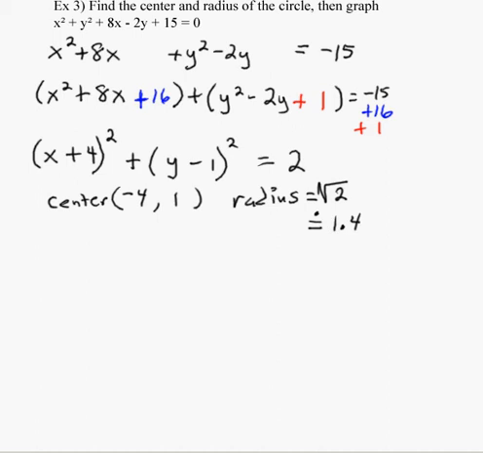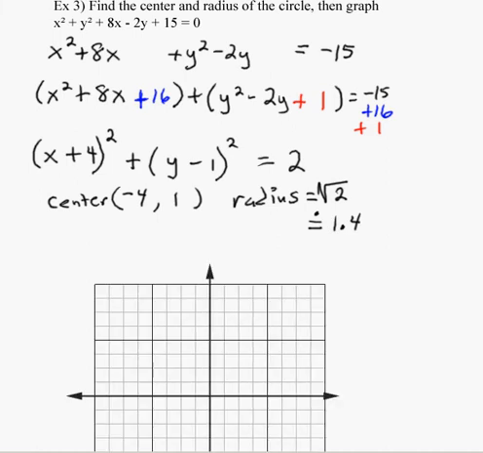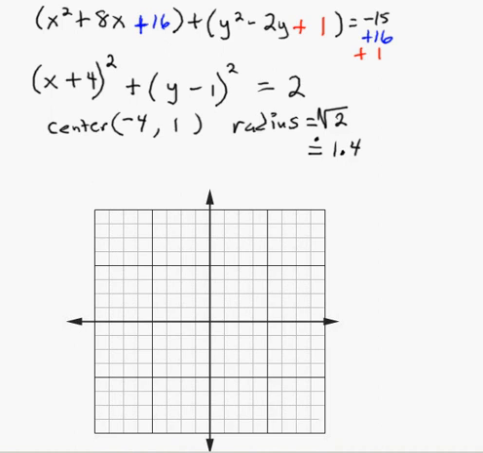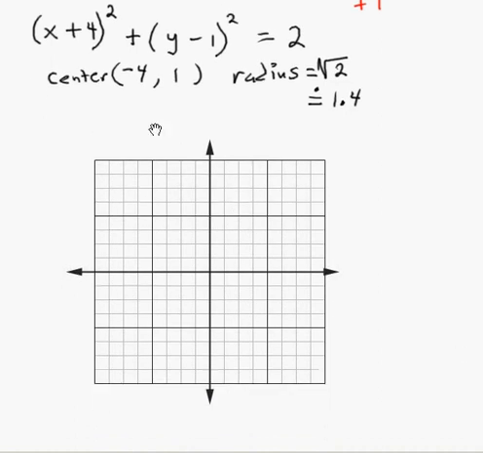How do we graph that? Well, let's take a look. So let's get our graph paper ready. Let's look at the standard form portion of it. Let's plot our center. So that's negative 4, positive 1. And here's where we need our scientific calculators again. Square root of 2 is approximately 1.414. But 1.4 is close enough for this graph.